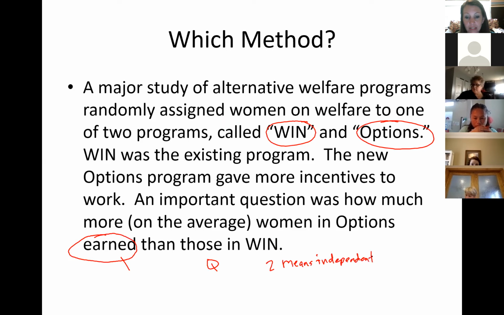So remember, if it was dependent, then it wouldn't be a random assignment because we would specifically pair up women that were similar to each other. So they would not be randomly assigned to the groups. They would be paired up.